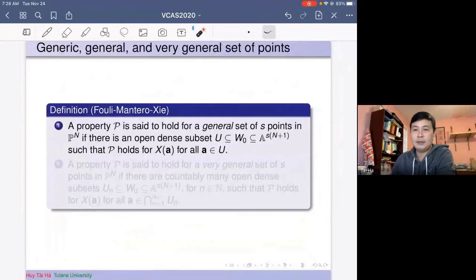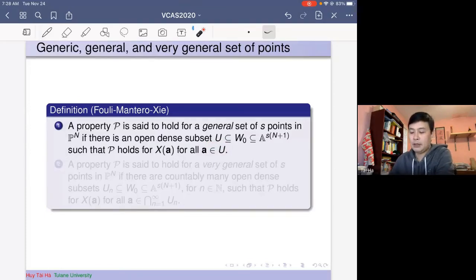Pauli, Montero, and C basically prove that the following is an equivalent definition for being general and very general. The property P is said to hold for a general set of points if there's an open dense subset in the parameter space such that P holds for X_A for all A in this open dense subset.